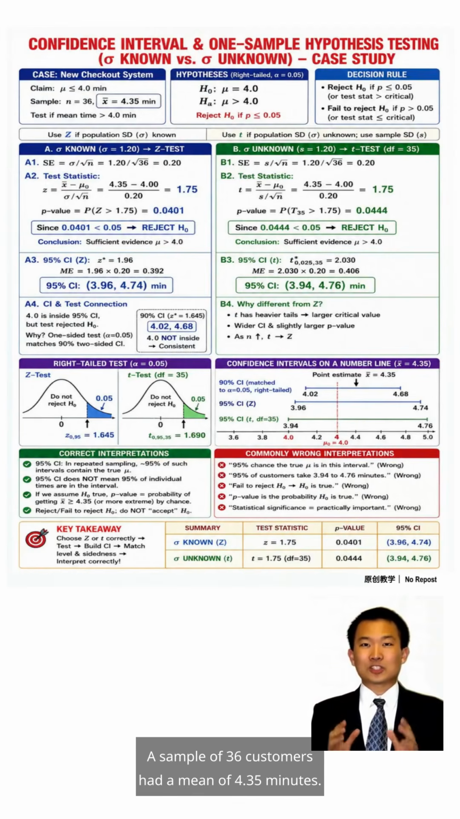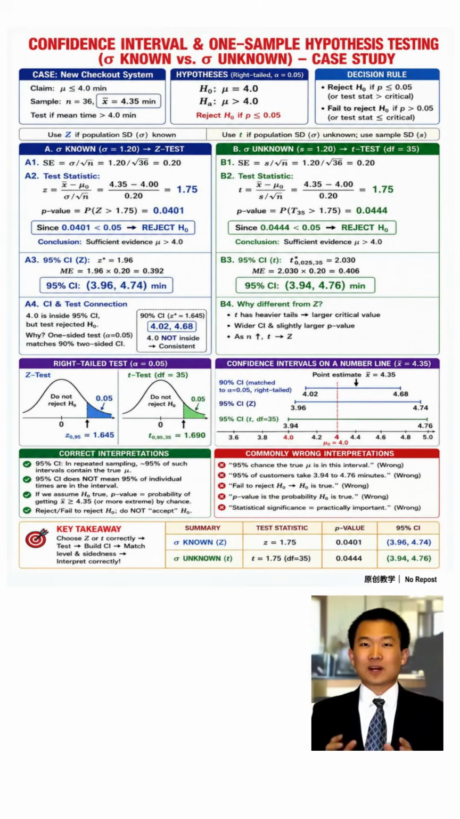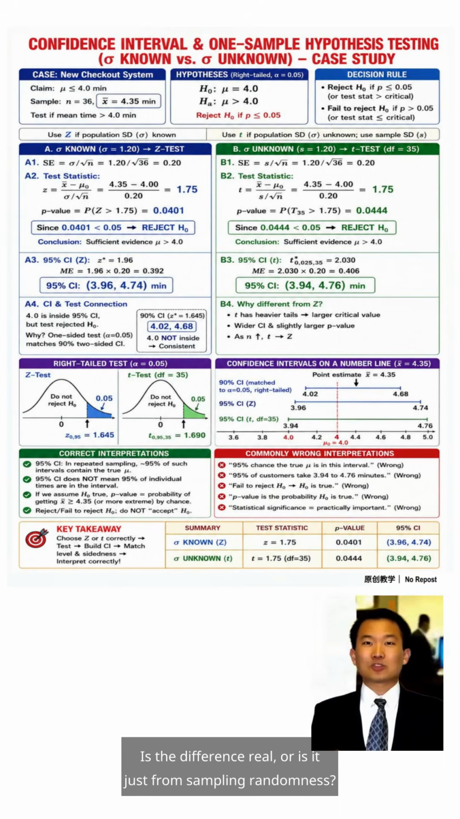A POS company claims their new system averages 4 minutes or less. A sample of 36 customers had a mean of 4.35 minutes. Does this suggest the population mean exceeds 4 minutes? Is the difference real, or is it just from sampling randomness?